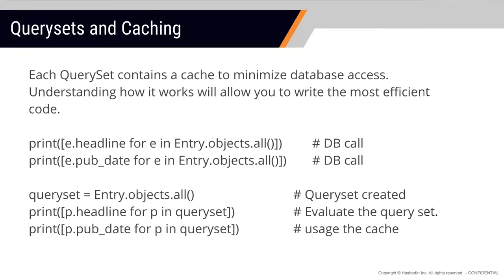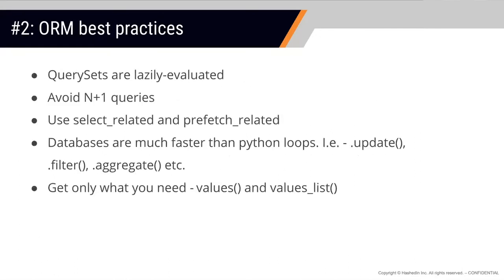So it's very important to understand at what point of time your query set will actually make a DB call, and at what point of time it will use the cache. So understanding this is very important, right? So moving next, some of the Django ORM's best practices.